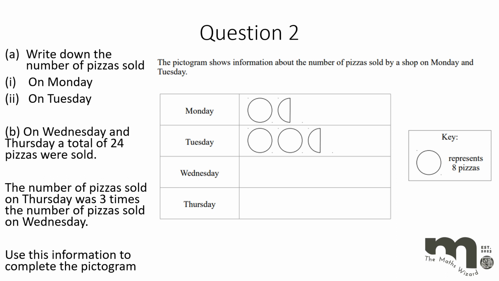Then we've got a bit more of a proportion-based problem for part B, which might take a little bit more working out. We've got the total number of pizzas sold on Wednesday and Thursday, so we're told that there's 24 pizzas sold, but the number of pizzas sold on Thursday was 3 times more than the number sold on Wednesday. So then you need to use this information just to complete this pictogram. So if you pause your video and have a go.